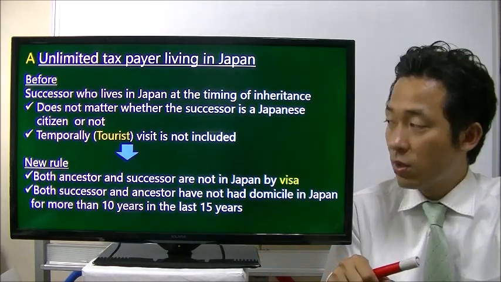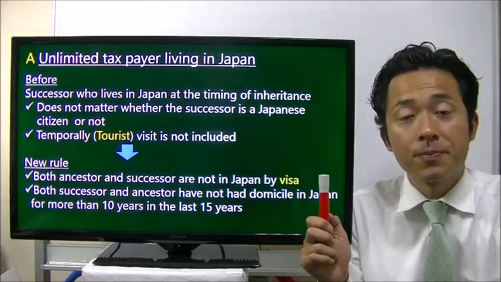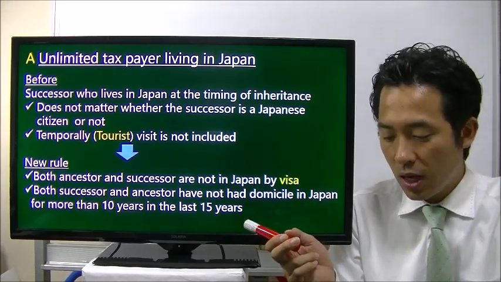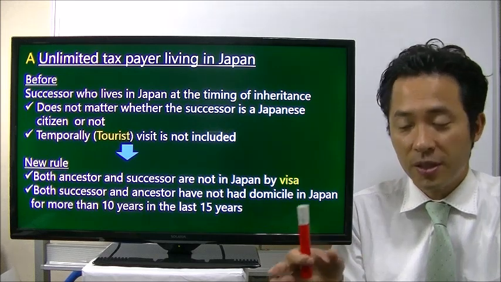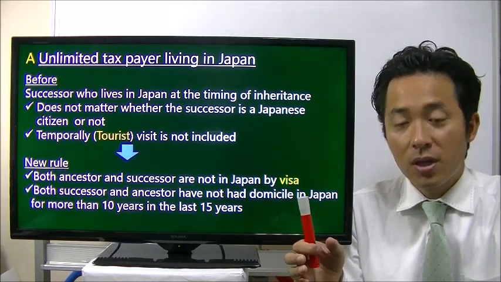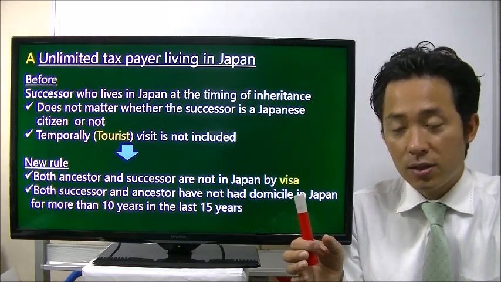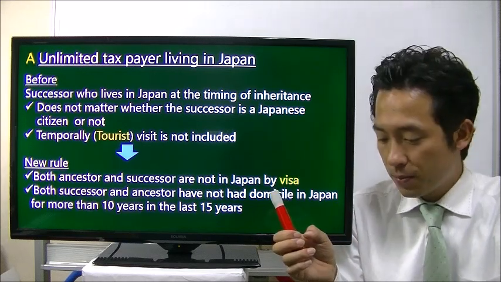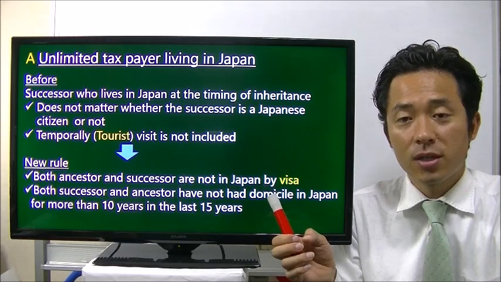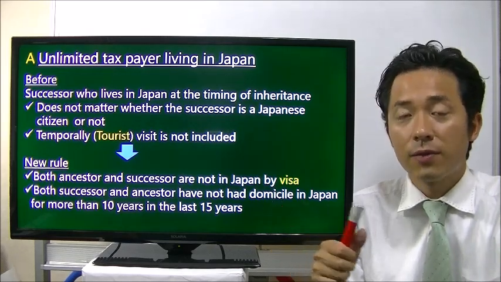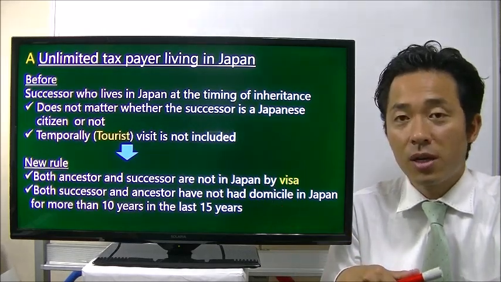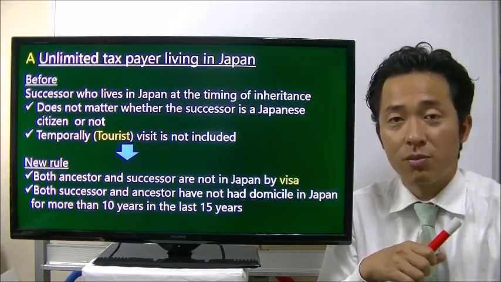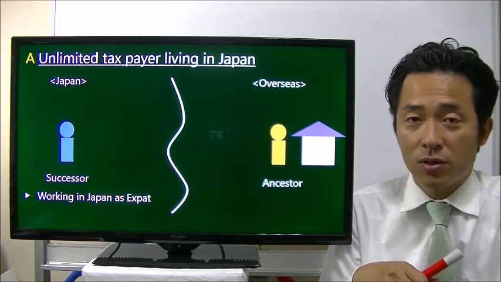But under the new law, if both ancestor and successor are not in Japan by visa, and both ancestor and successor have not had a domicile in Japan for more than 10 years in the last 15 years, you become unlimited taxpayers. So it's kind of complicated. Let me explain by pictures.